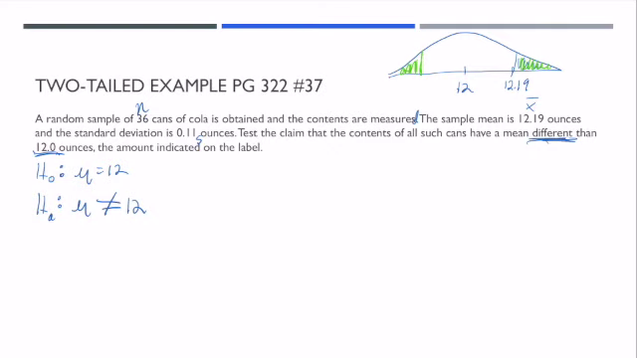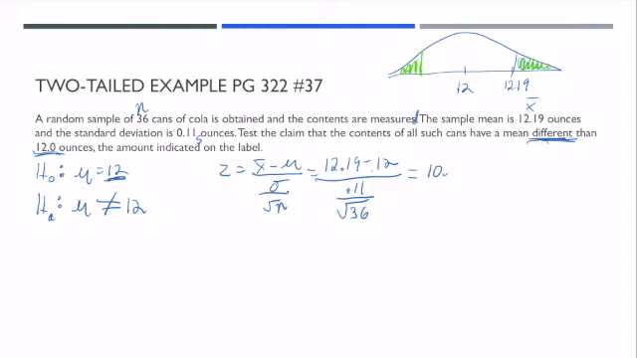Okay, so let's go ahead and calculate our z-score. So I have z, which is also called the standard score. So z is x bar minus our mean over the standard deviation over the square root of n. I plug in the values I have. My sample mean is 12.19. Our population mean is what we have defined over here, which is 12, over our standard deviation over the square root of 36. That gives me 10.36. Whoa, that's really high, right? That's a lot of standard deviations away.